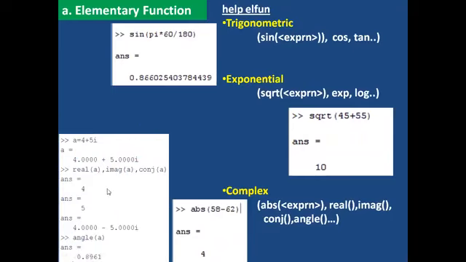And then I want to find the real value of this complex number A. A is a complex number, 4 plus 5i. I want to get the real value of this A, the imaginary part, the conjugate, and then the angle.